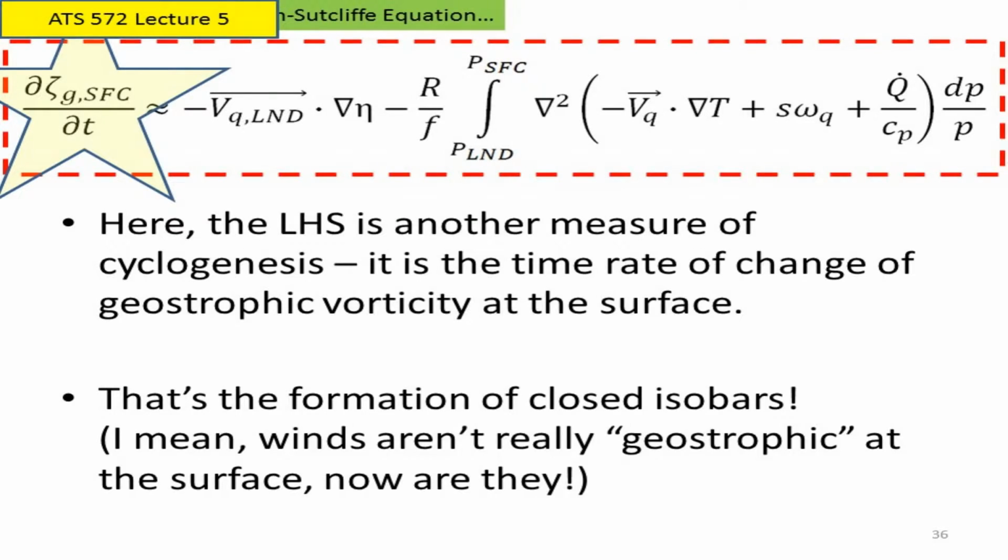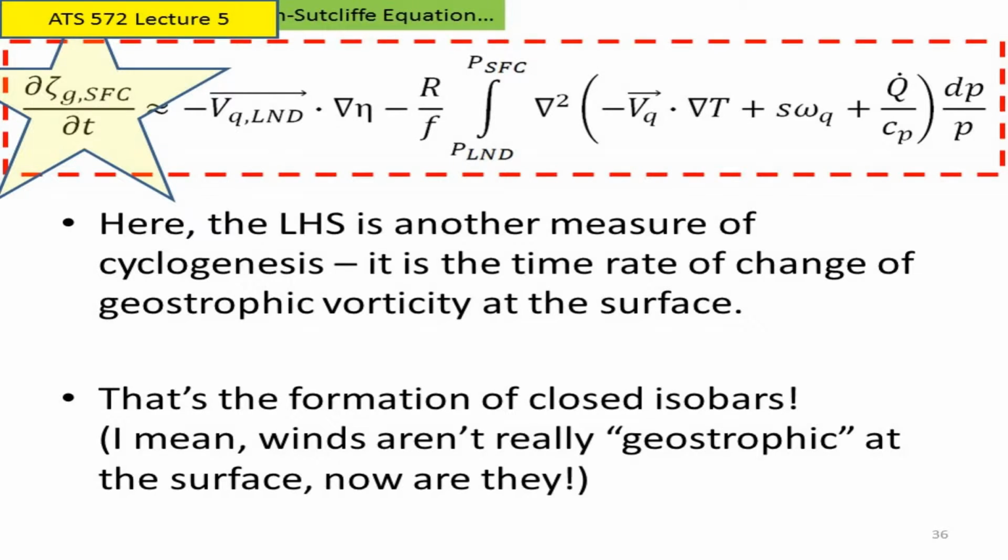Notice that the left-hand side is another way of talking about cyclogenesis. It's a little tricky to see how this is cyclogenesis. It's the change in vorticity with respect to time, but more specifically, the change in geostrophic vorticity with respect to time. Geostrophic vorticity, remember, is about the shape of the contours of pressure. It means we have closed areas of lower pressure and closed areas of higher pressure, because it's describing to what extent the wind, as it follows these contours, is rotating. So this is basically a measure of how much we're making closed isobars on the map. It's a measure of cyclogenesis.